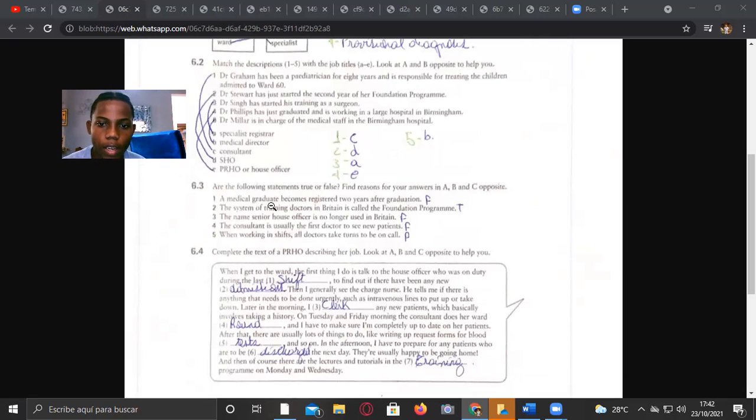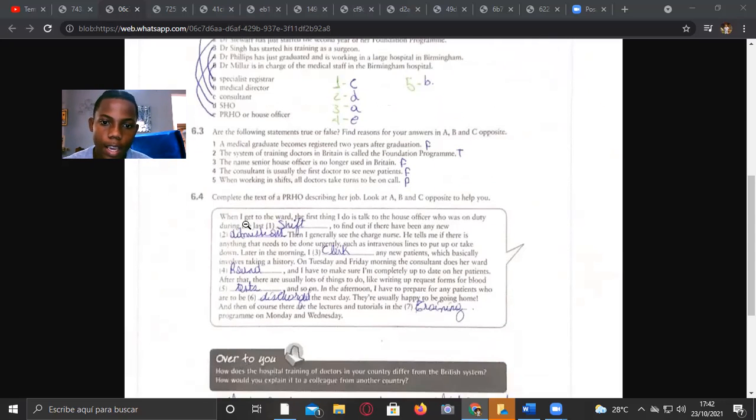A medical graduate becomes registered 2 years after graduation. It is false. The system of training doctors in Britain is called the Foundation Program. True. The name senior house officer is no longer used in Britain. False. The consultant is usually the first doctor to see new patients. False. When working in shifts, all doctors take turns to be on call.